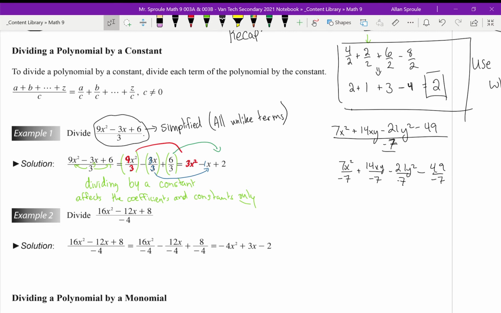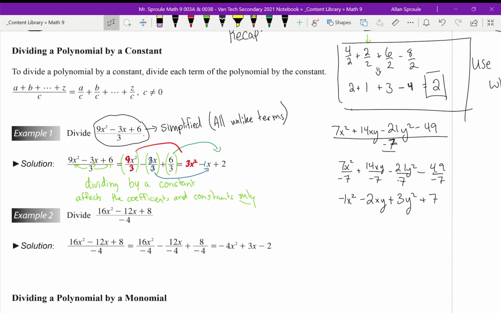So if I go through each of these, 7 divided by negative 7 gives me negative 1, which I'll write as negative 1x. Positive 14 divided by negative 7 is going to give me negative 2xy. Negative 21 divided by negative 7, I have 2 negatives, so this is going to be positive. So this is going to be 3y squared. And then lastly, negative 49 divided by negative 7 is going to be positive 7 because there's 2 negatives.